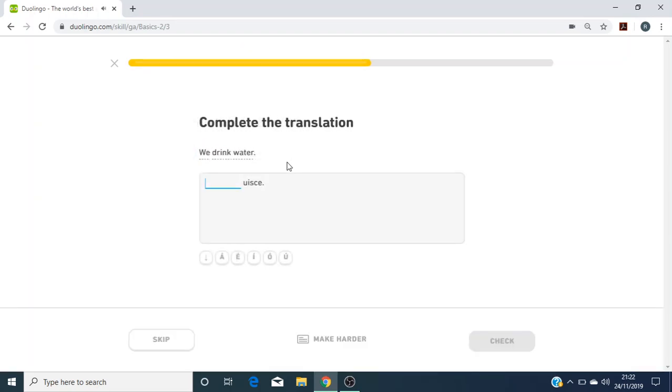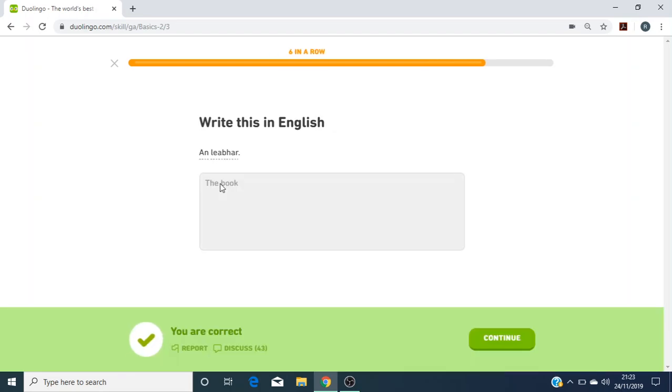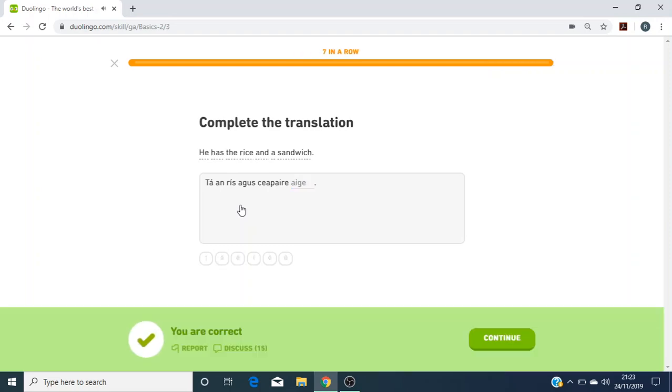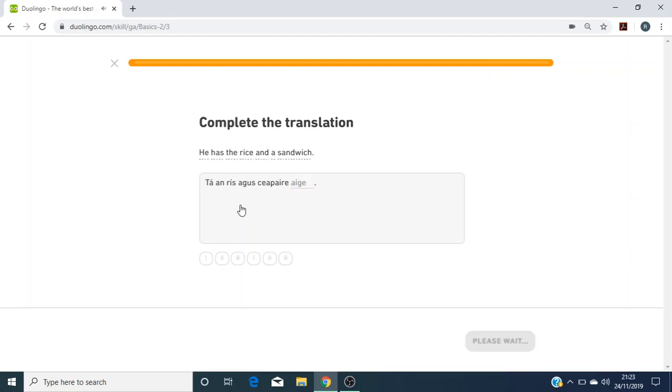We drink water. I think that's all we drink is ólaimid. I knew it was ól. There we go. And leabhar is the book. He has the rice and she has the sandwich. He has the rice and a sandwich. So tá an rís agus cáis aige. There we go. So that's Basics 2 complete.